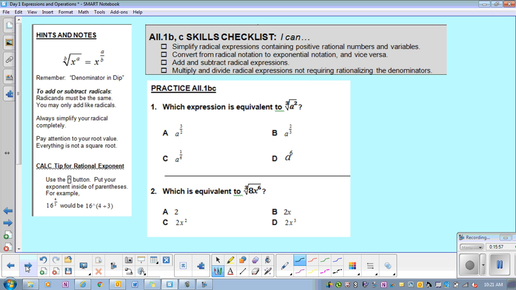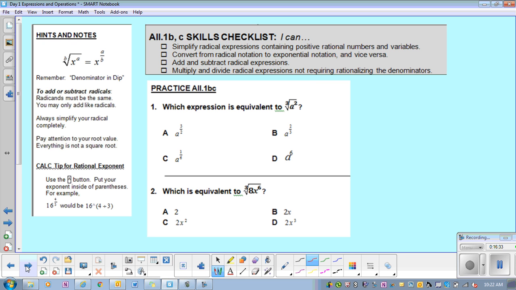All right, so we're past that one now, past the hardest section. So now let's look at radicals. If you look at this packet on the left, it gives you some helpful hints and notes. I'm going to show you some calculator tricks whenever I can, also. Look at number 1. Which expression is equivalent to the cube root of a squared? Look at your answer choices. What do they all have them written as? A rational exponent.